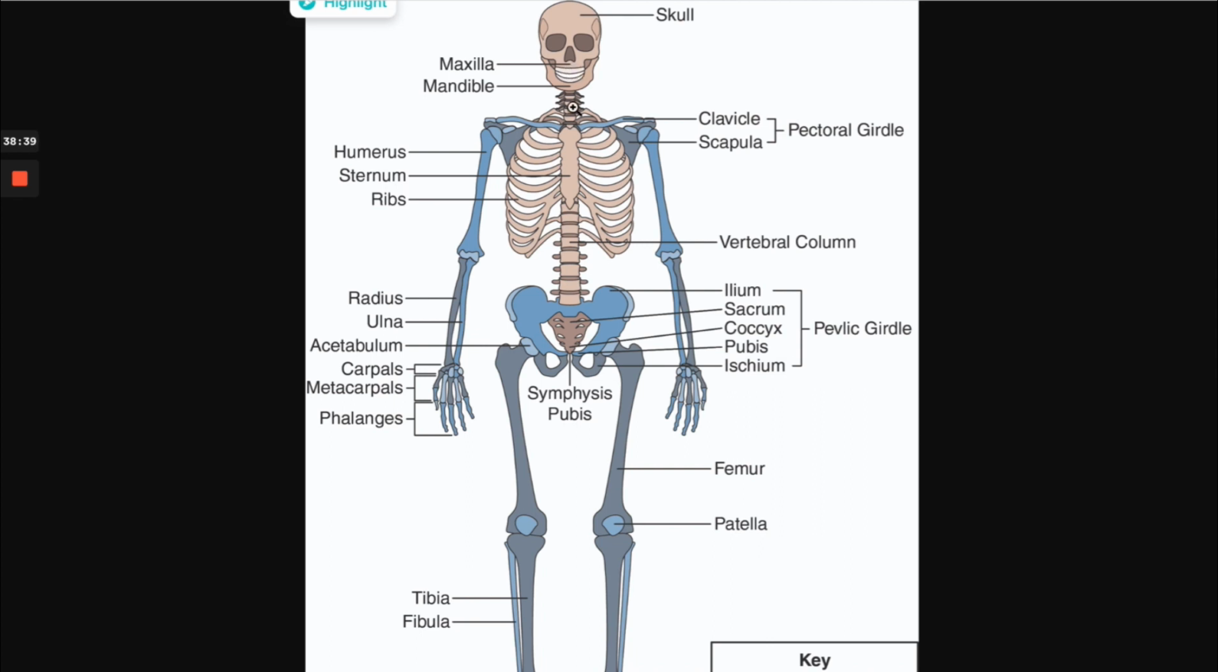Another way that you could look at this is you could say that your orbital sockets, or where your eyes would go, is superior to your mandible or your jawbone because it's above. In the same sense, you can say that the shoulder is superior to the wrist because it is above the wrist.